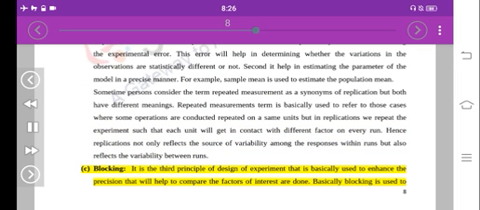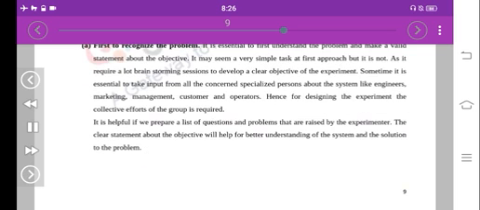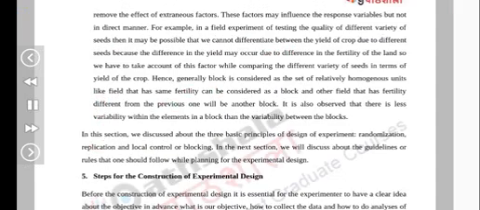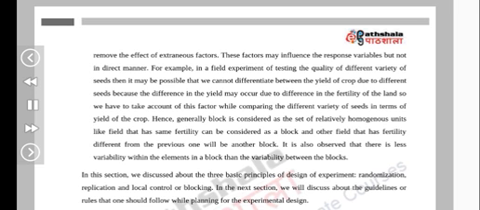C. Blocking. It is the 3rd principle of design of experiment that is basically used to enhance the precision that will help to compare the factors of interest. Basically blocking is used to remove the effect of extraneous factors. These factors may influence the response variables but not in a direct manner.